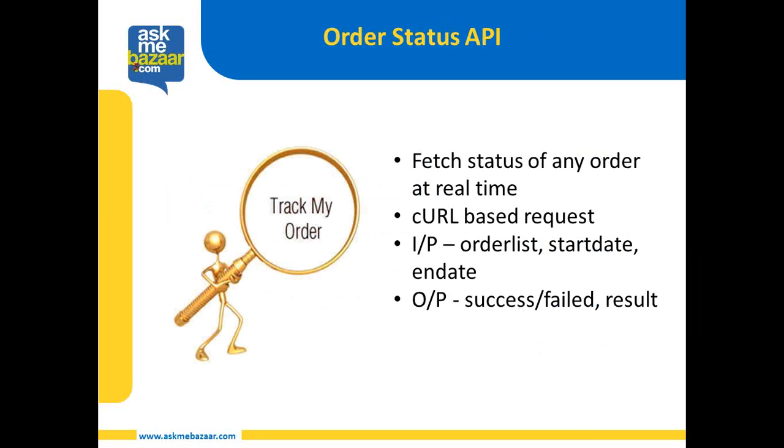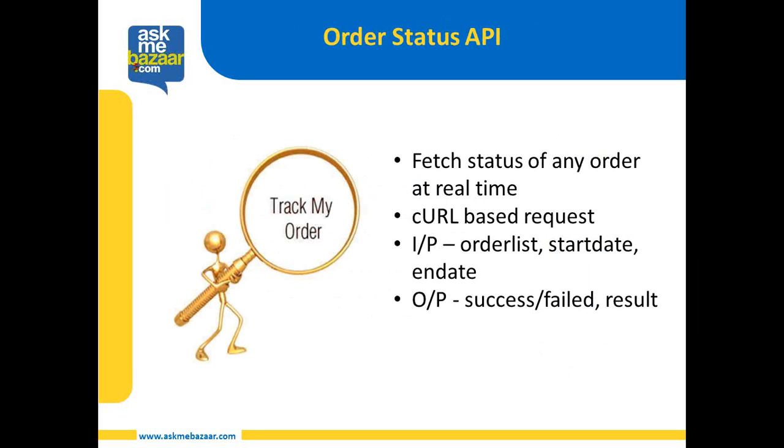Our third API is Order Status API. As the name suggests, it is used to fetch the status of any order in real time. It is again a curl based request. In input parameters, you will have to send us the order list, that is, the array of orders you want to check, and start date and end date.